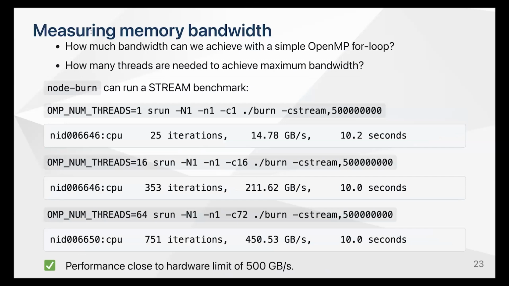So now we pass on to measuring the memory bandwidth. This is a benchmark that does a stream benchmark, again from our tool here. We're interested to answer the question, how many threads do we need to achieve maximum bandwidth? So with 1 thread, we get to 14 gigabytes per second, which is pretty low for what the Grace CPU offers. Then we get really close to the hardware limit of 500 gigabytes per second using 64 threads.